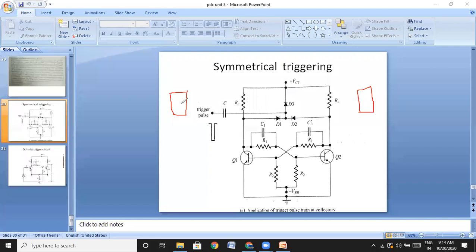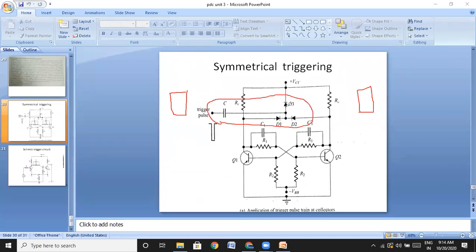Coming to the symmetrical triggering, here we require only a single triggering circuit, which can trigger both the transistors. And this is your triggering circuit.